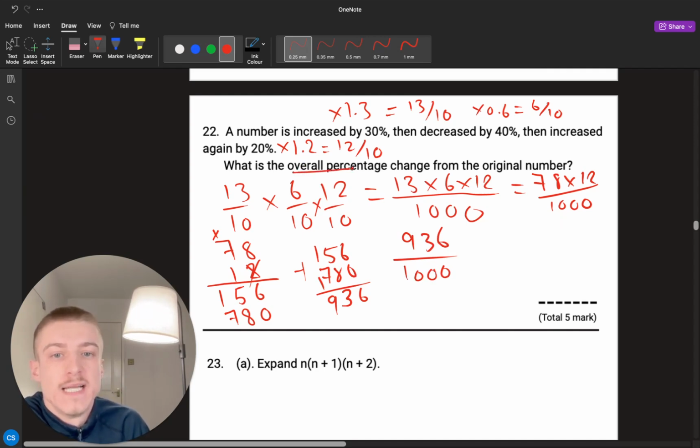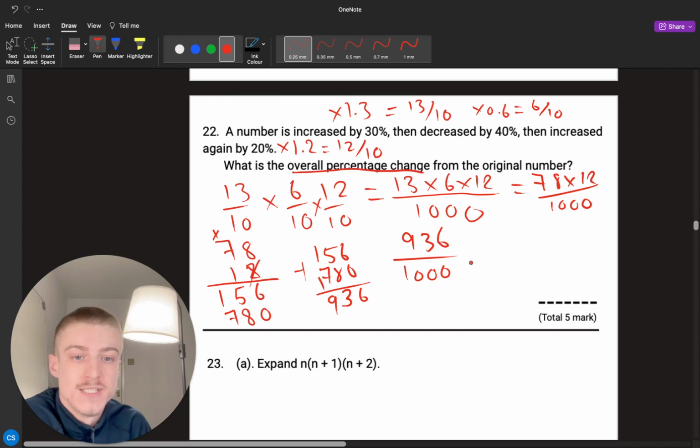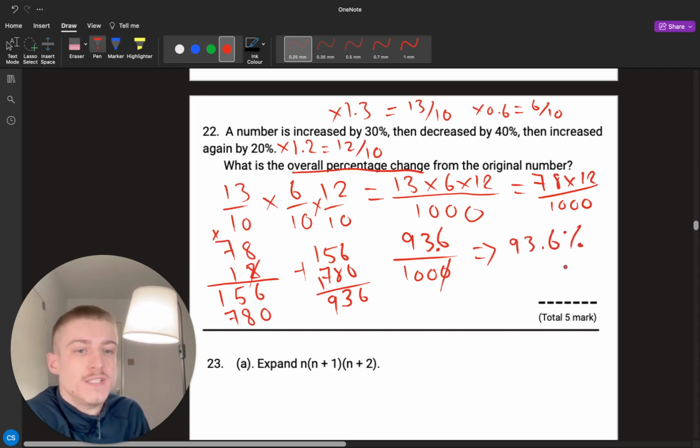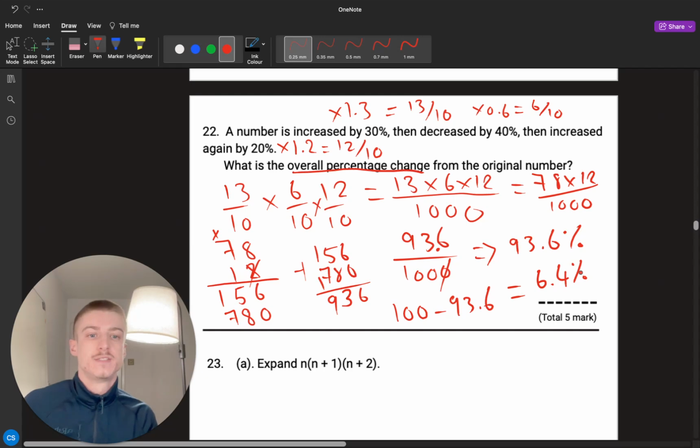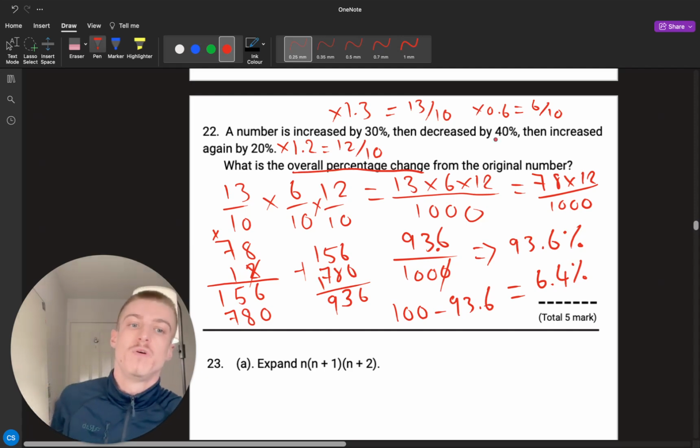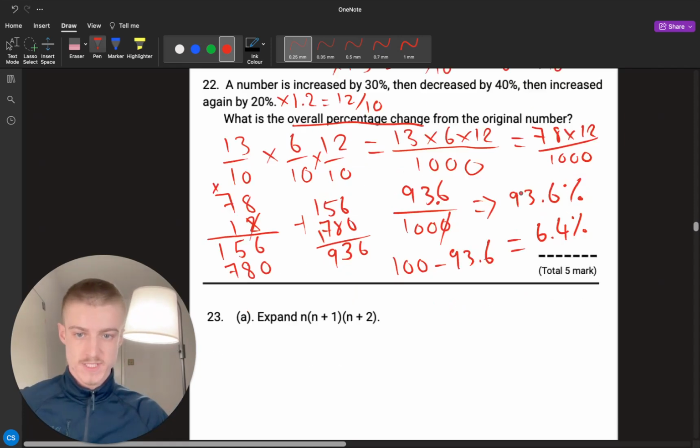We want an overall percentage change, so we can get the denominator into 100, then our percentage will be on top. So let's take a decimal place. That gives us 93.6 over 100. The word percent means per 100, every 100. So our percentage is 93.6%. The overall percentage change from the original number. So 100% take away 93.6 is leaving us with 6.4% of a decrease. So it changes by 6.4%, a decrease of 6.4%.